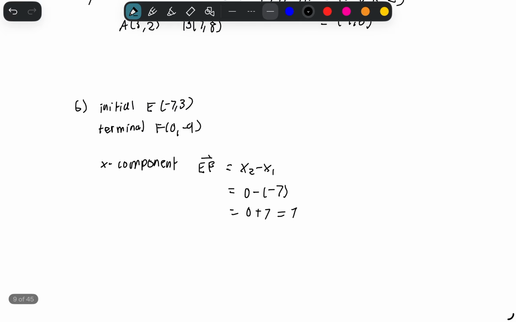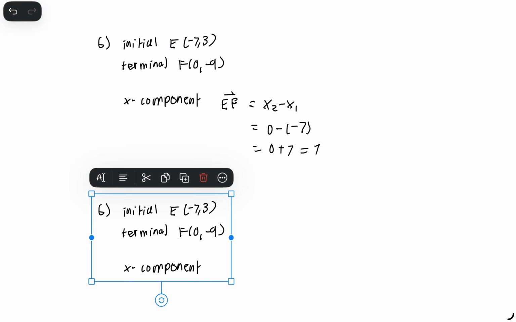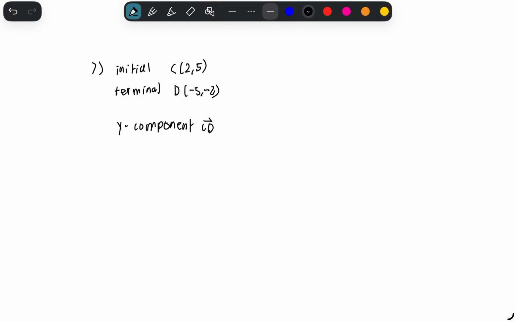Now, let's say that we have the initial point C (2, 5) and the terminal point D (negative 5, negative 2). We want to find the y component of our vector CD. This is y2 minus y1. We'll have negative 2 minus 5, which is equal to negative 7.